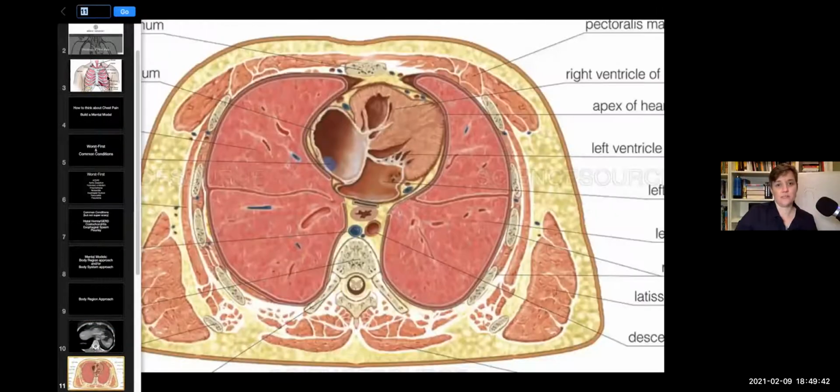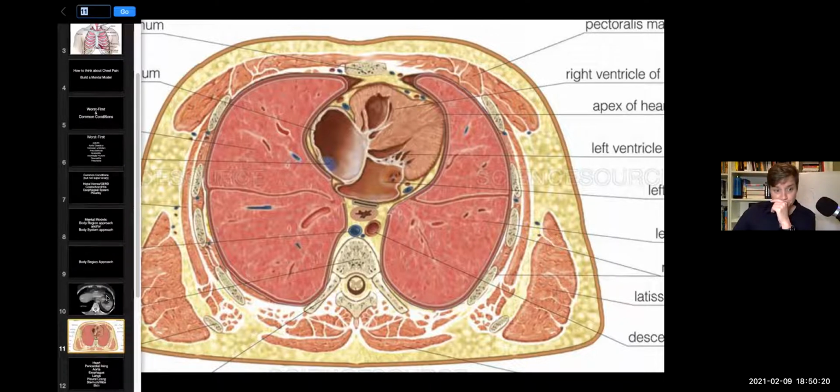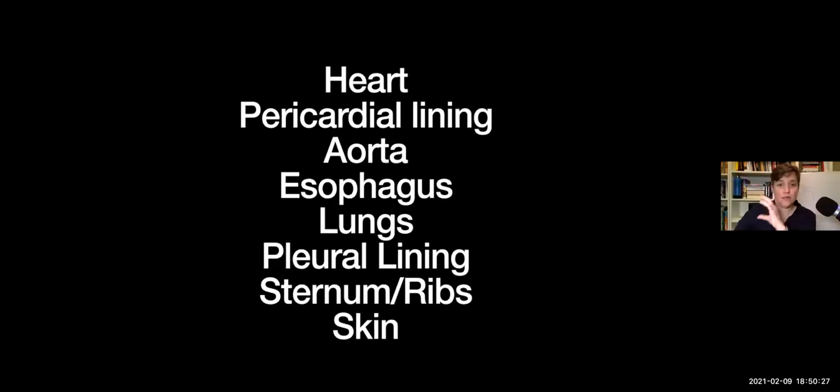Here's a better picture. It's not a CT, it's a cross-sectional drawing. Again, you've got the aorta, great vessels, the heart itself, ribs, and the muscles of the chest, the pecs. You were referencing trauma. There's always the possibility of trauma, broken ribs. So working in to out, we think about the heart, the pericardial lining, the aorta, the esophagus, the lungs, the pleural lining, the sternum, the ribs, and the skin.